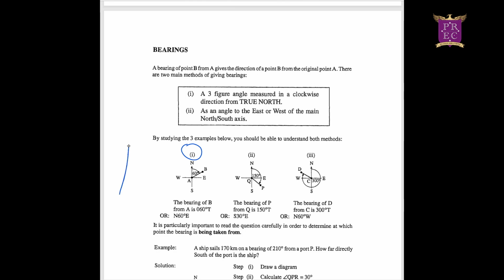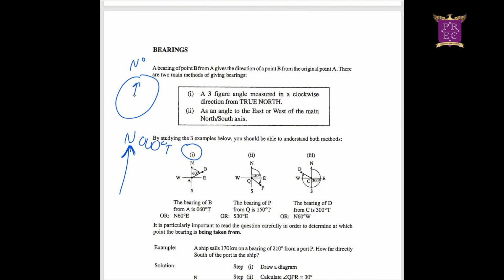True north would be just north, right? North at 0, 0, 0 degrees true. If you have a look at a clock and identify where 12 o'clock is, that would be true north. Okay, let's think about it that way.